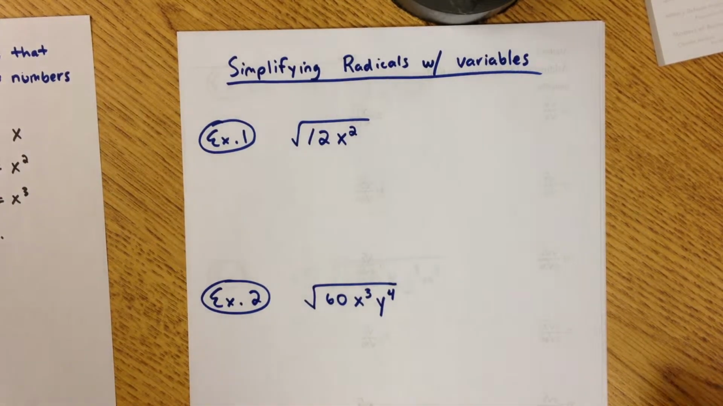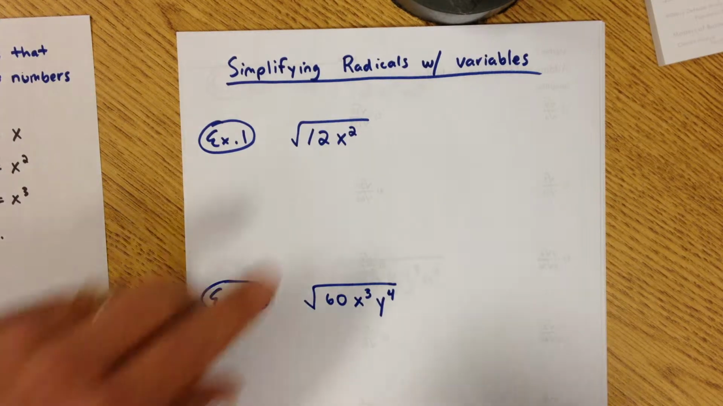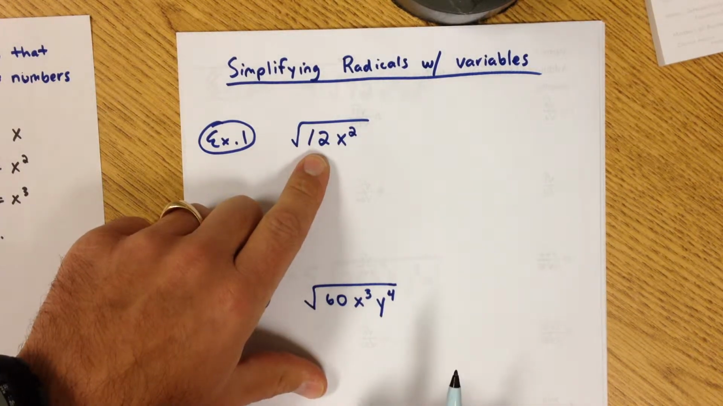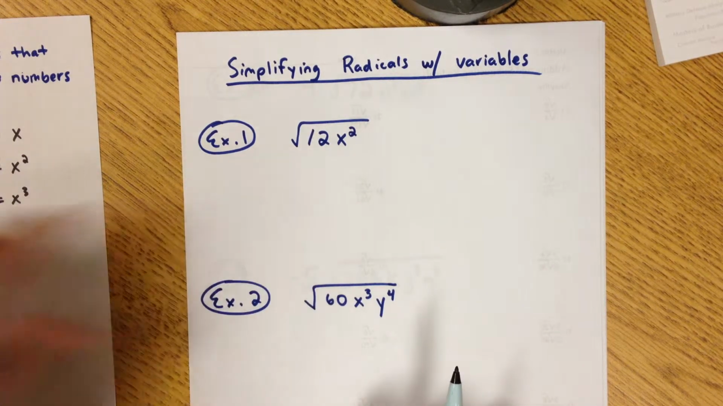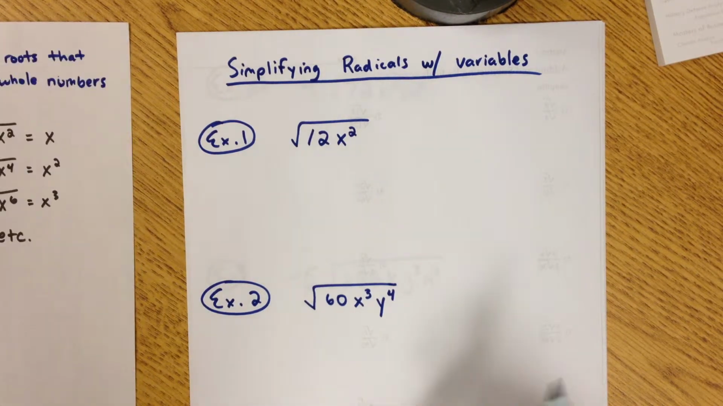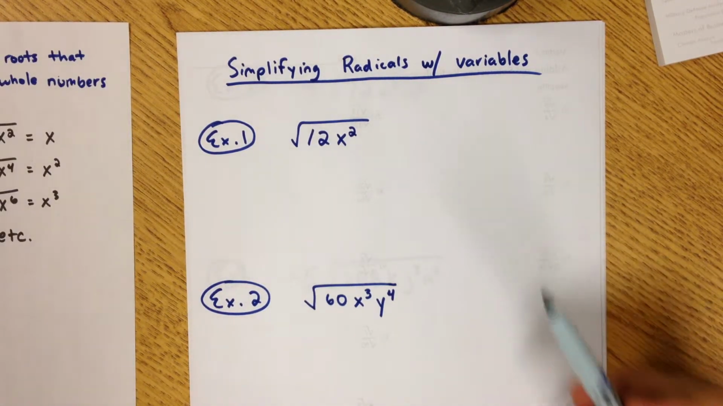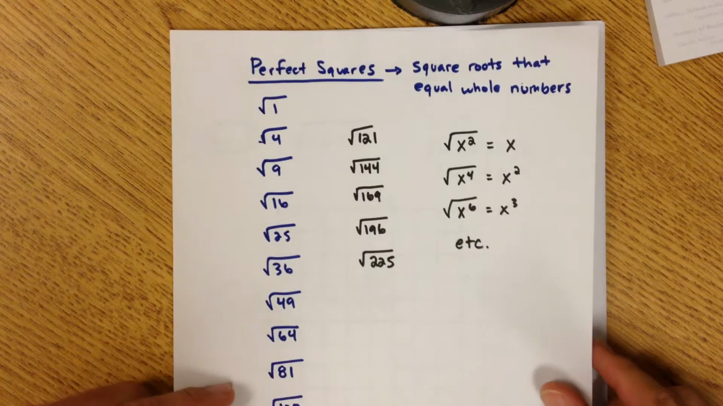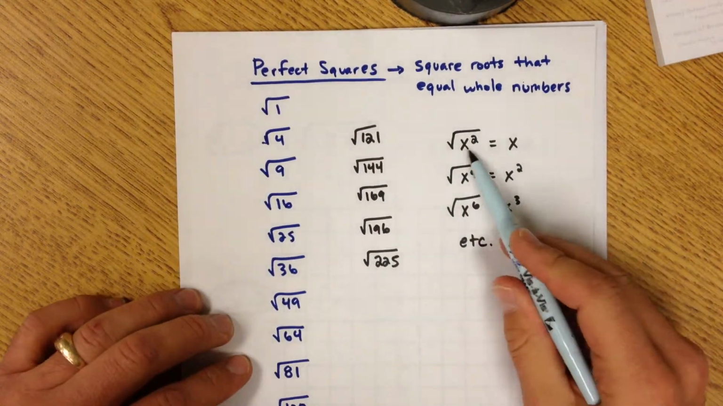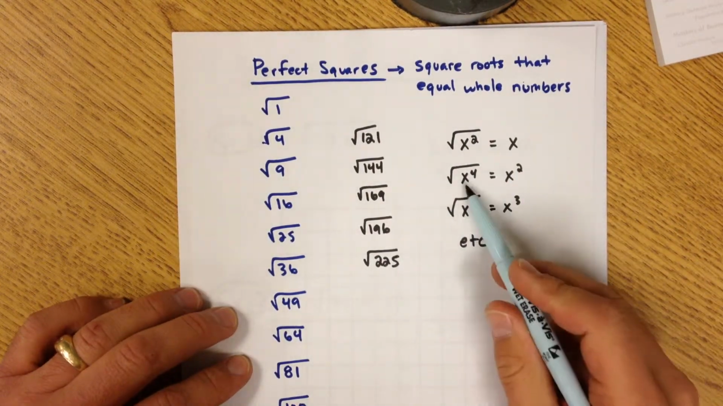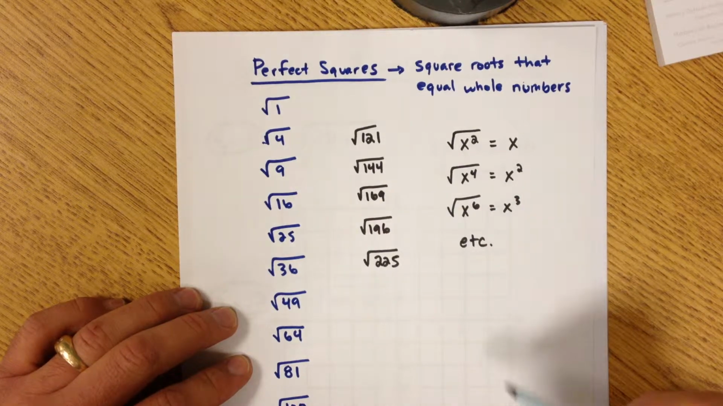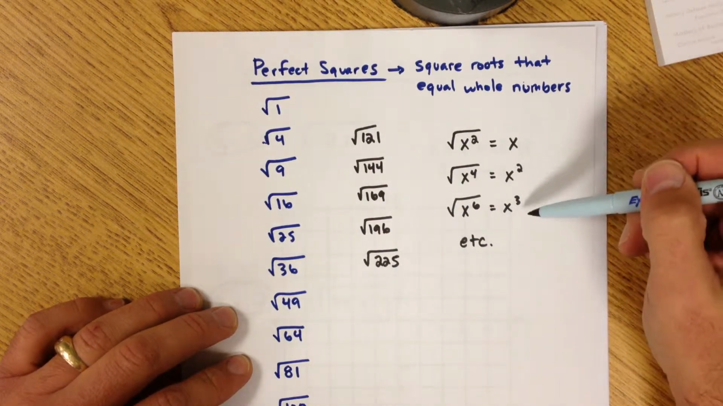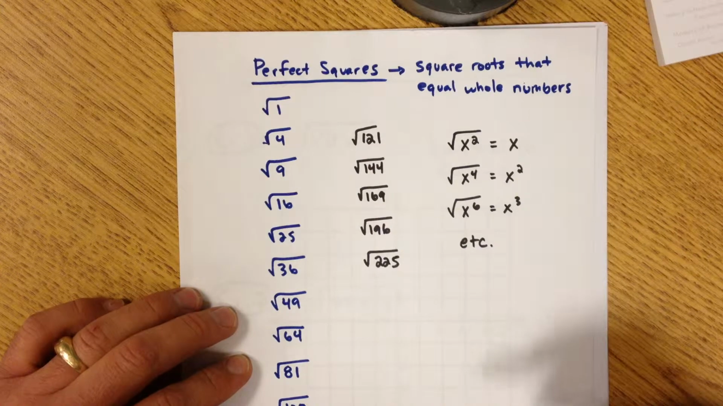This problem requires you to simplify radicals with variables. You're going to deal with the 12 like you know how. You're just going to look for something that goes into 12 that is on this perfect square list. But when you look at x squared, you have to realize that the square root of x squared is just x. The square root of x to the fourth is x squared, and so forth. You kind of see the pattern. It's just half of what's underneath there.